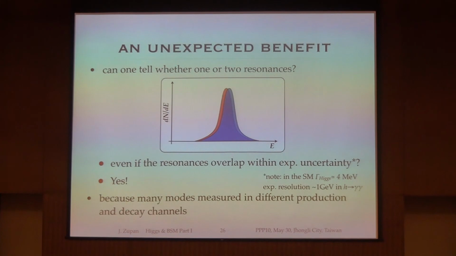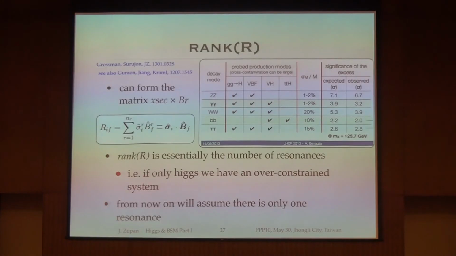So you have these degenerate resonances. Can I tell whether I see one resonance or I see two or more resonances? And the answer is yes, I can tell, because there's many modes measured in different production and decay channels. Right? And the way to think about it is that I have, let's say I have many cross sections, I have many branching ratios, so it's really a vector of the branching ratios, a vector of the cross sections for each of the resonances. They get summed over.